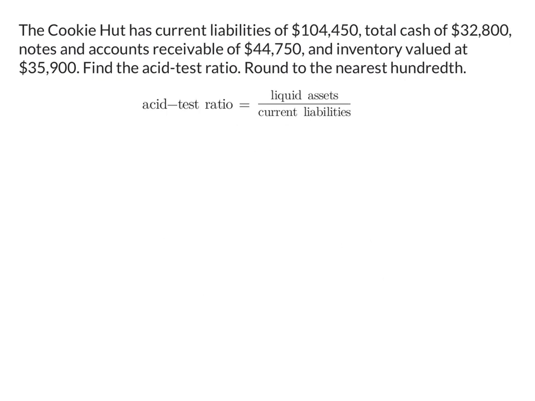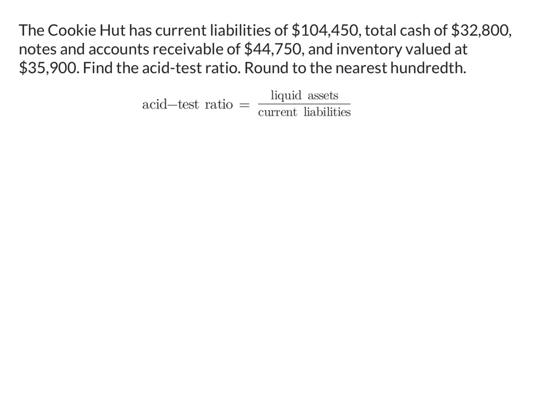The Cookie Hut has current liabilities of $104,450, total cash of $32,800, notes and accounts receivable of $44,750, and inventory valued at $35,900. Find the acid test ratio, round to the nearest hundredth. The acid test ratio is found by taking the liquid assets and dividing by the current liabilities. Liquid assets include all current assets except inventory.